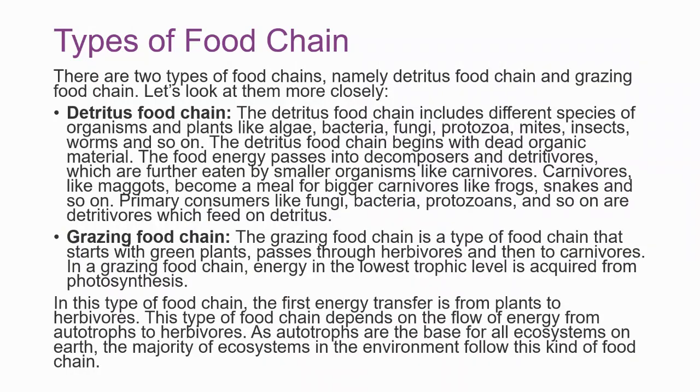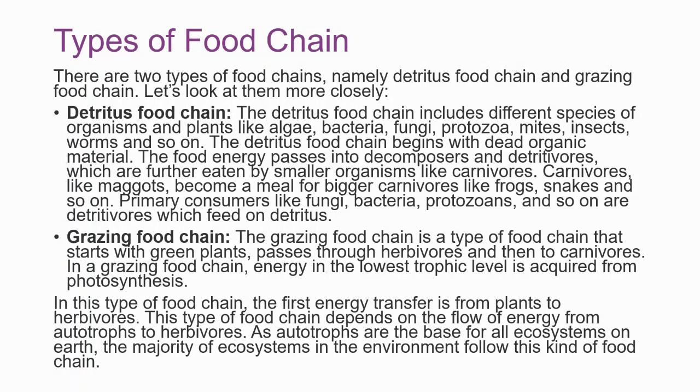Now comes the types of food chain. There are two types of food chain, namely detritus food chain and grazing food chain. Let's look at them more closely. Detritus food chain. The detritus food chain includes different species of organisms and plants like algae, bacteria, fungi, protozoa, mites, insects, worms, and so on.